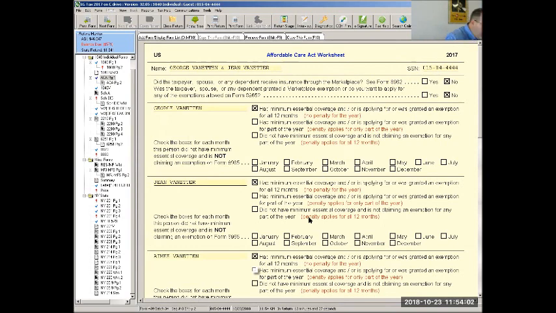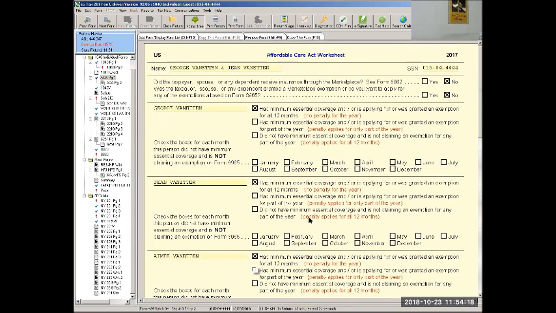Where was the ACA worksheet? See it on your tree on the left? Yep, there you go. First two boxes are no. And then the first box behind each name to say they had it all 12 months. Like I said, we're not going to throw you that curveball yet.